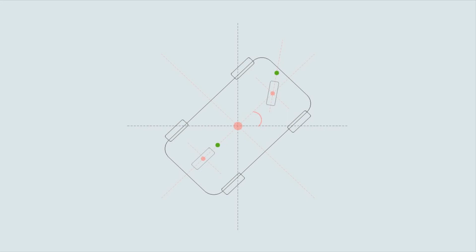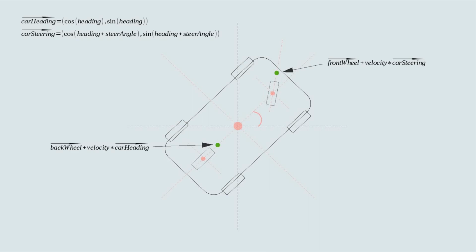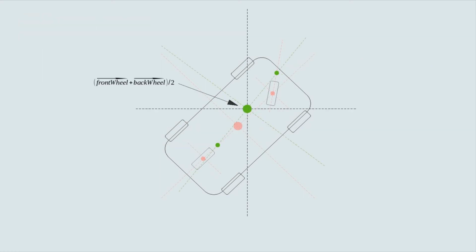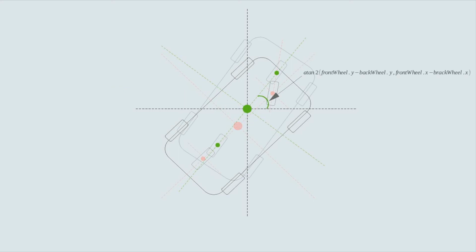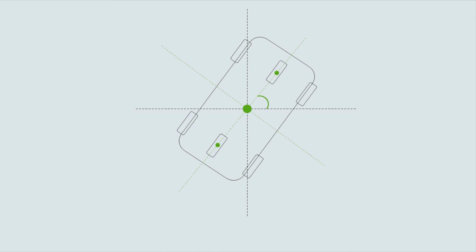Each wheel should move forward by a certain amount in the direction it is pointing. For the front wheel, we need to add the car steering vector multiplied by the velocity. And for the back wheel, we need to add the car heading vector multiplied by the velocity, because the back wheel doesn't steer. The new car position can be calculated by averaging the two new wheels' positions. The new car heading can be found by calculating the angle of the line between the two new wheel positions. So if we translate all what we already said in code, the result will be the following.